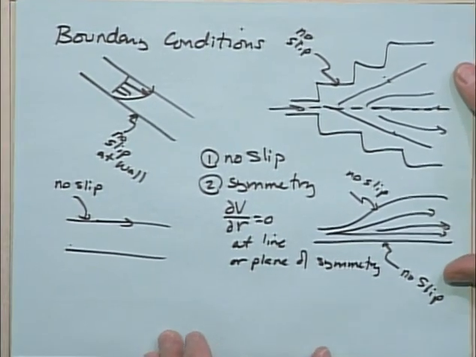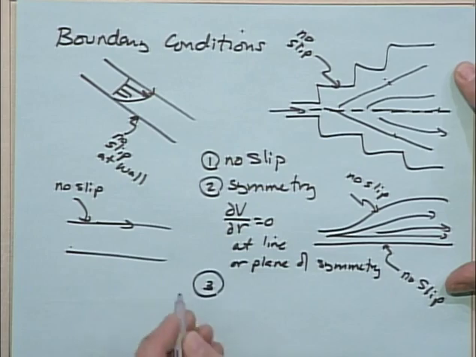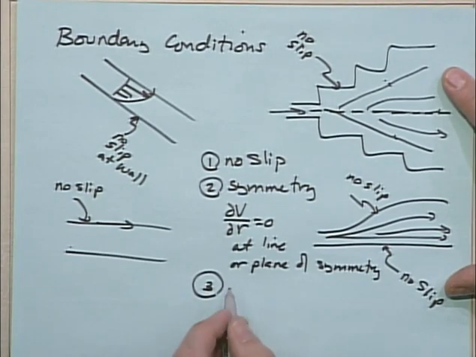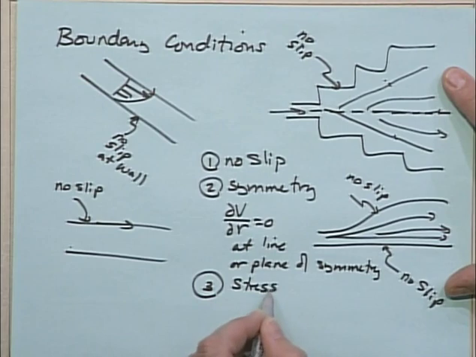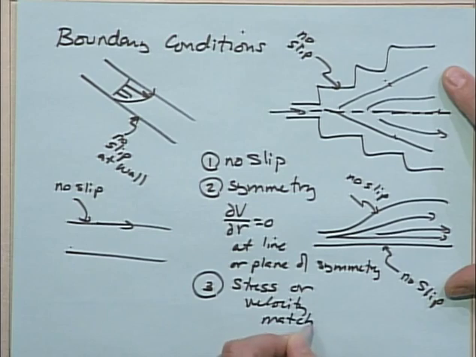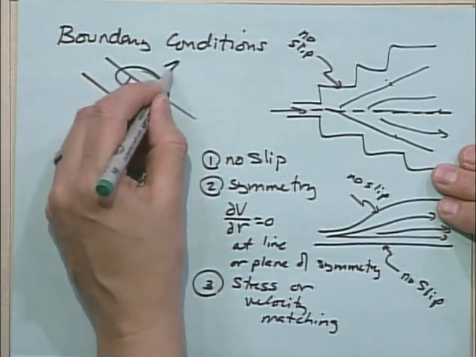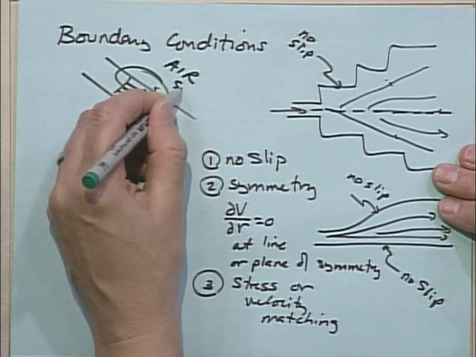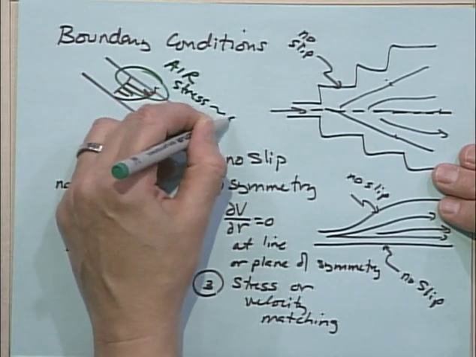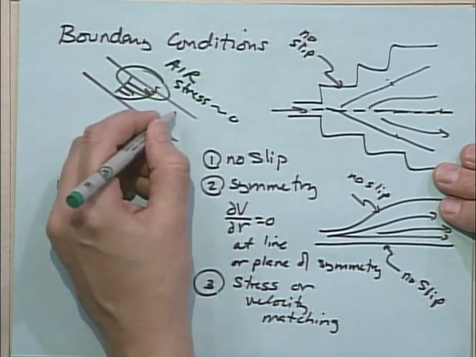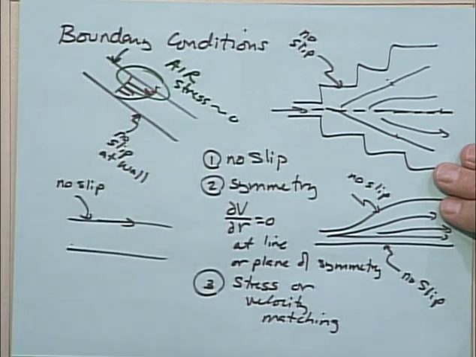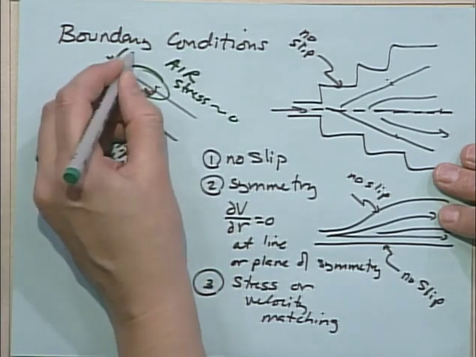And the third most common boundary condition is stress or velocity matching between two fluids. And on this sheet of paper, there's only one time that's happening, and that's right here. If this is air, the stress is about 0 in air compared to the stress in the fluid. And so at this boundary, the stress is the same as in the air, which is 0. So this is a type 3 boundary condition.